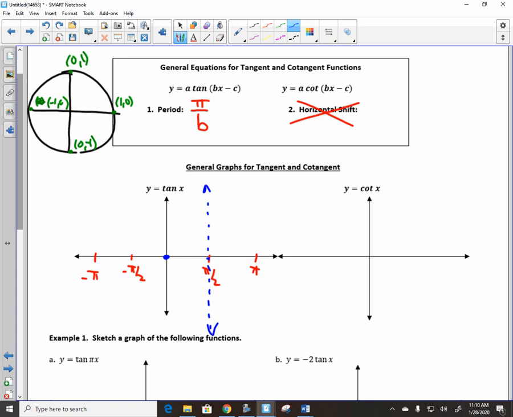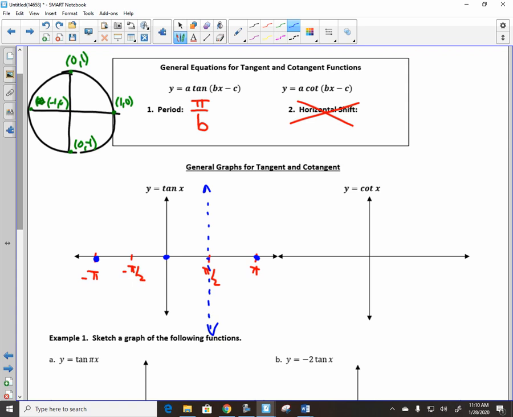I move over to pi. What is y divided by x at pi? 0. I'm going to go to negative pi. So that would be right here. What is y divided by x right here? 0.